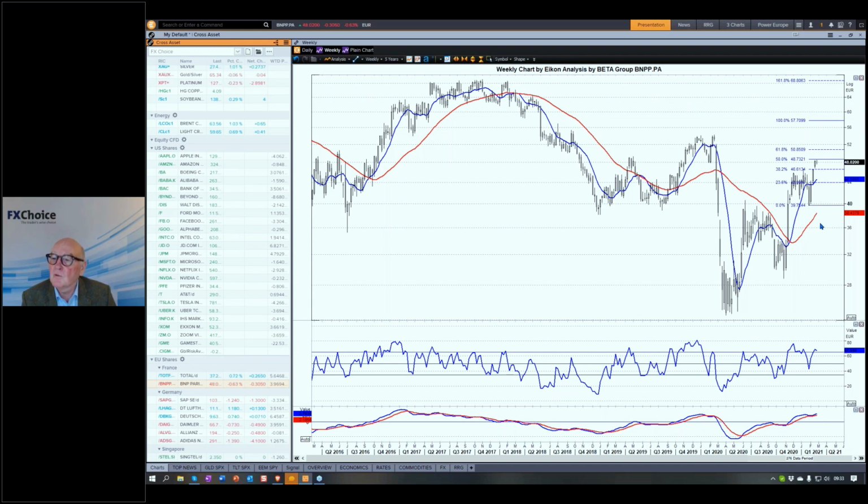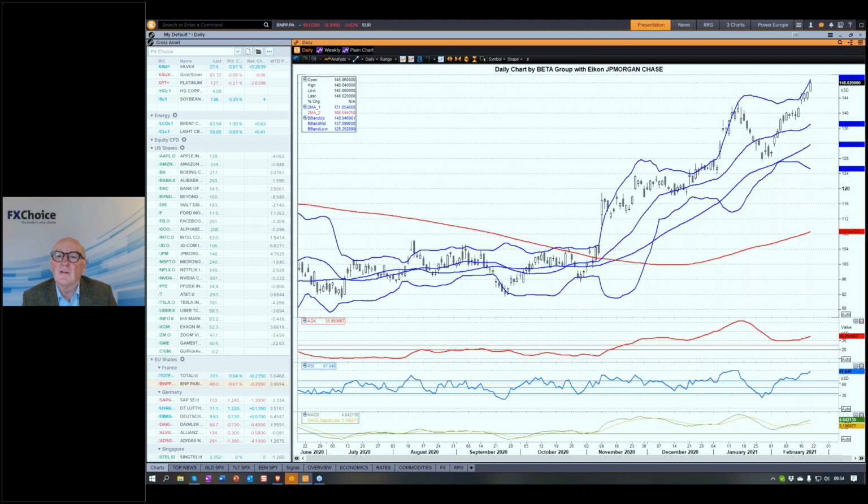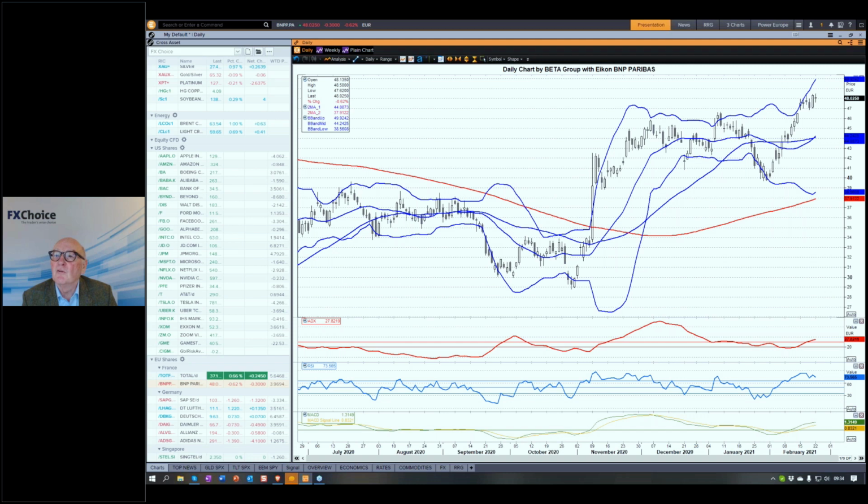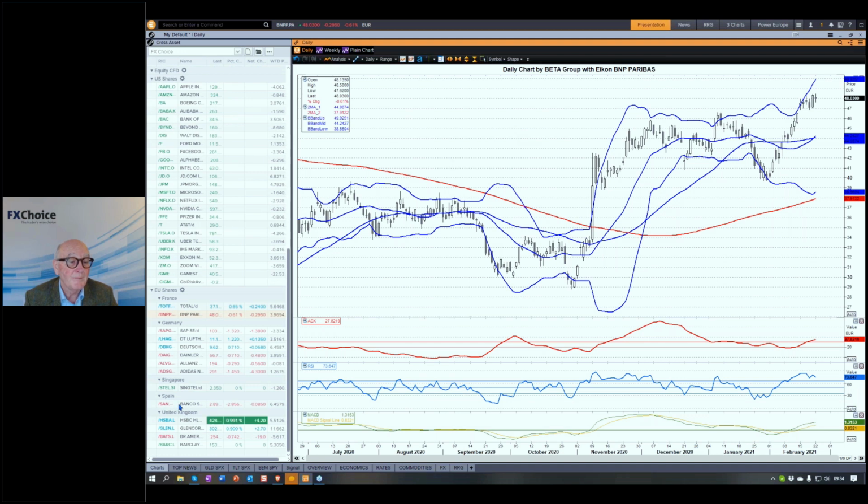Weekly MACD is positive. The 50 and 200-day moving average is positive. We have broken out of this consolidation here. We're pushing higher towards this double top here at about 54, and the daily chart is looking really, really good as we break out of this consolidation here. So I think we're starting another leg higher in this one now, and I think we're headed to that 2019, 2020 high at 54. Another good one is Santander.